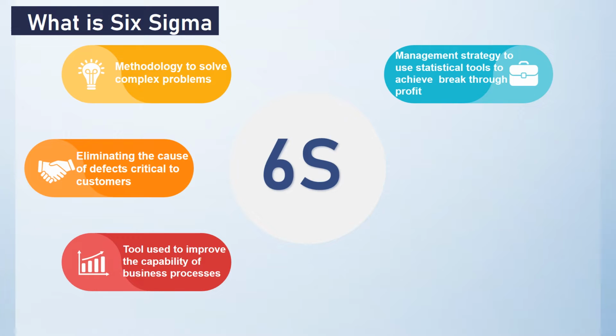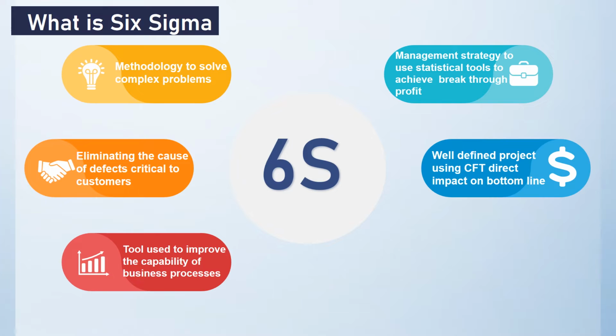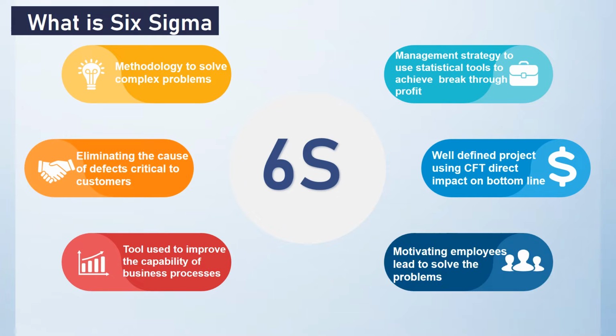It's a management strategy to use statistical tools to achieve break even and profits. This is the process where we are using so many statistical tools to solve the problems. Next, it's a CFT approach project. It impacts the bottom line, and the bottom line of the organization means the profit of the organization. And finally, it motivates employees to solve the problems because it has a system of certifications and belts. That concept motivates employees to solve the problem and achieve the certifications and belts.